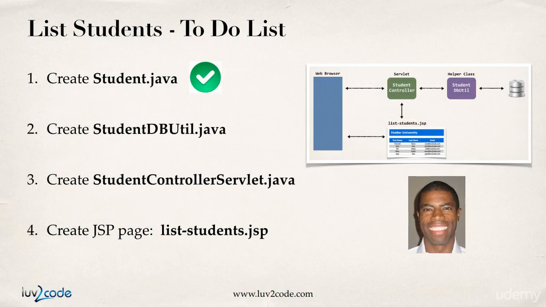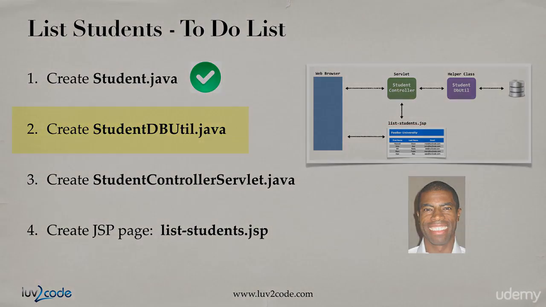All right, so we've completed the first item on our to-do list. We created our Student.java class. Now we're going to focus on creating our database utility class.